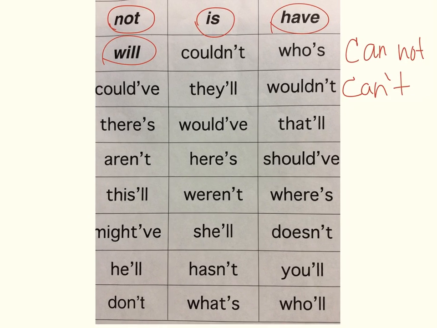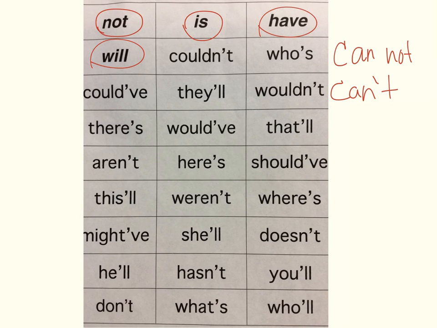We have could've. Oops, I'm sorry. I need my pen here. We have could've, there's, aren't, this'll, might've, he'll, don't. Then we have couldn't, they'll, would've, here's, weren't, she'll, hasn't, what's. And then we have who's, wouldn't, that'll, should've, where's, doesn't, you'll, and who'll.